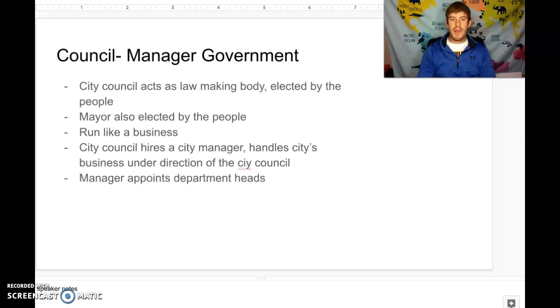And then finally, you have the council-manager government. This is where the city council acts as the lawmaking body, which is elected by the people. You also have a mayor who's elected by the people. But the big difference here is it's really run like a business where these corporations all have members of the board and so on and so forth, and then they hire a CEO to run the company. That's kind of what the city council does. So they hire a city manager.